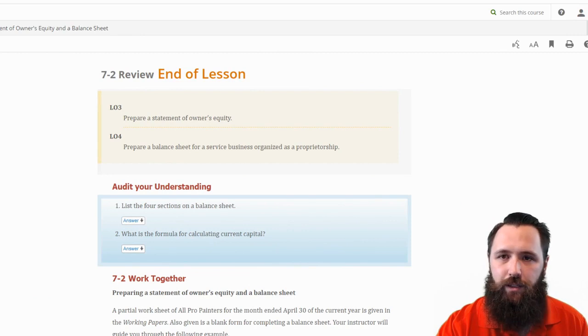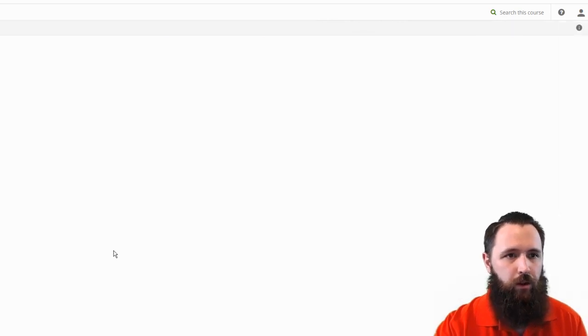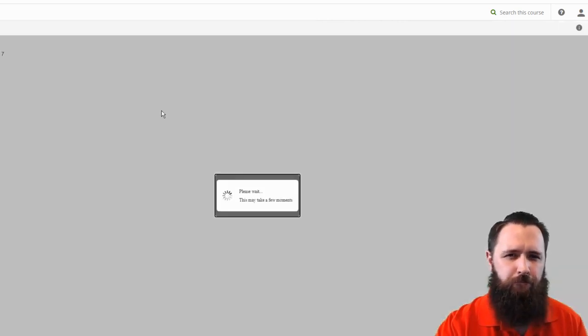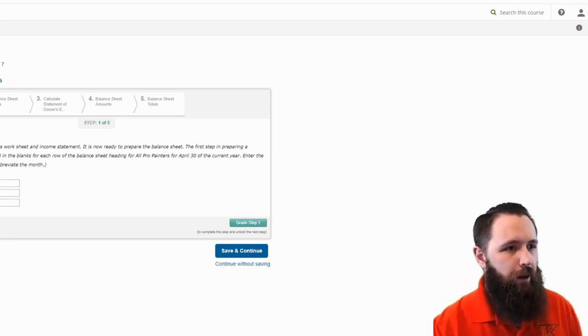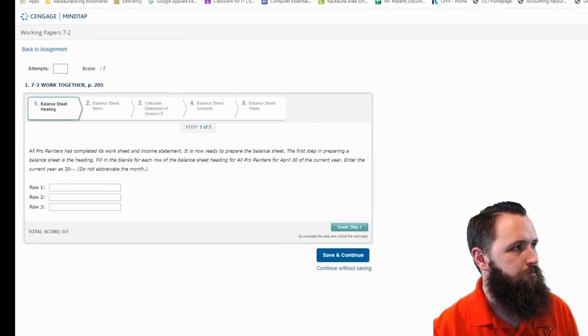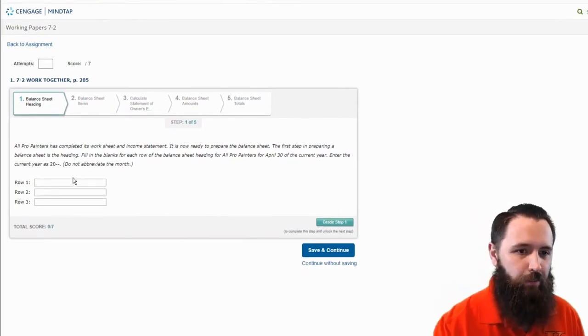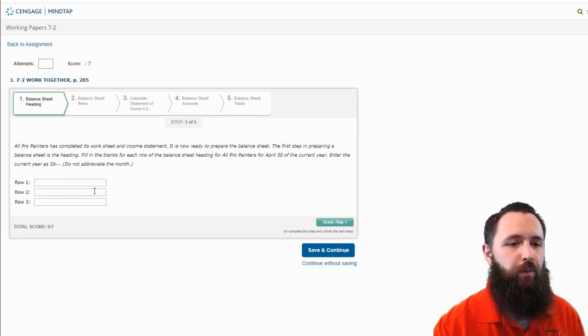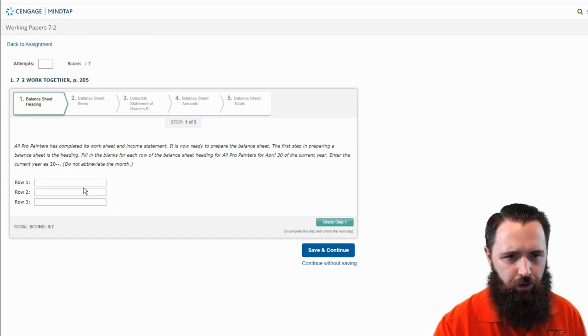So with that being said, let's jump into the homework. Let's go into the working papers and let's start it up. All right, All Pro Painters has completed its worksheet and income statement. It's now ready to prepare the balance sheet. First step in preparing a balance sheet is the heading. Fill in the blanks for each row of the balance sheet. Heading for All Pro Paints for April 30th.